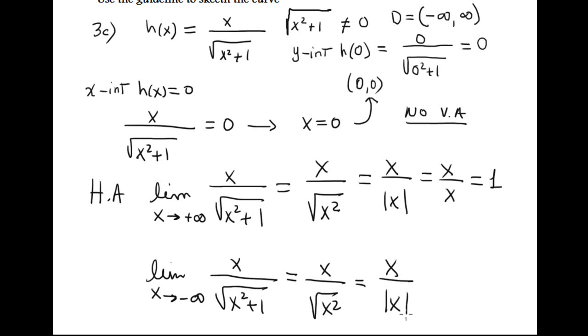But what's the difference? The difference now is the value is negative, so the absolute value is negative x. So it's x over negative x. The answer is negative 1. So we have two horizontal asymptotes, one at positive 1 and one at negative 1. This is the end behavior in this direction, and this is the end behavior in the other direction. Okay, super.